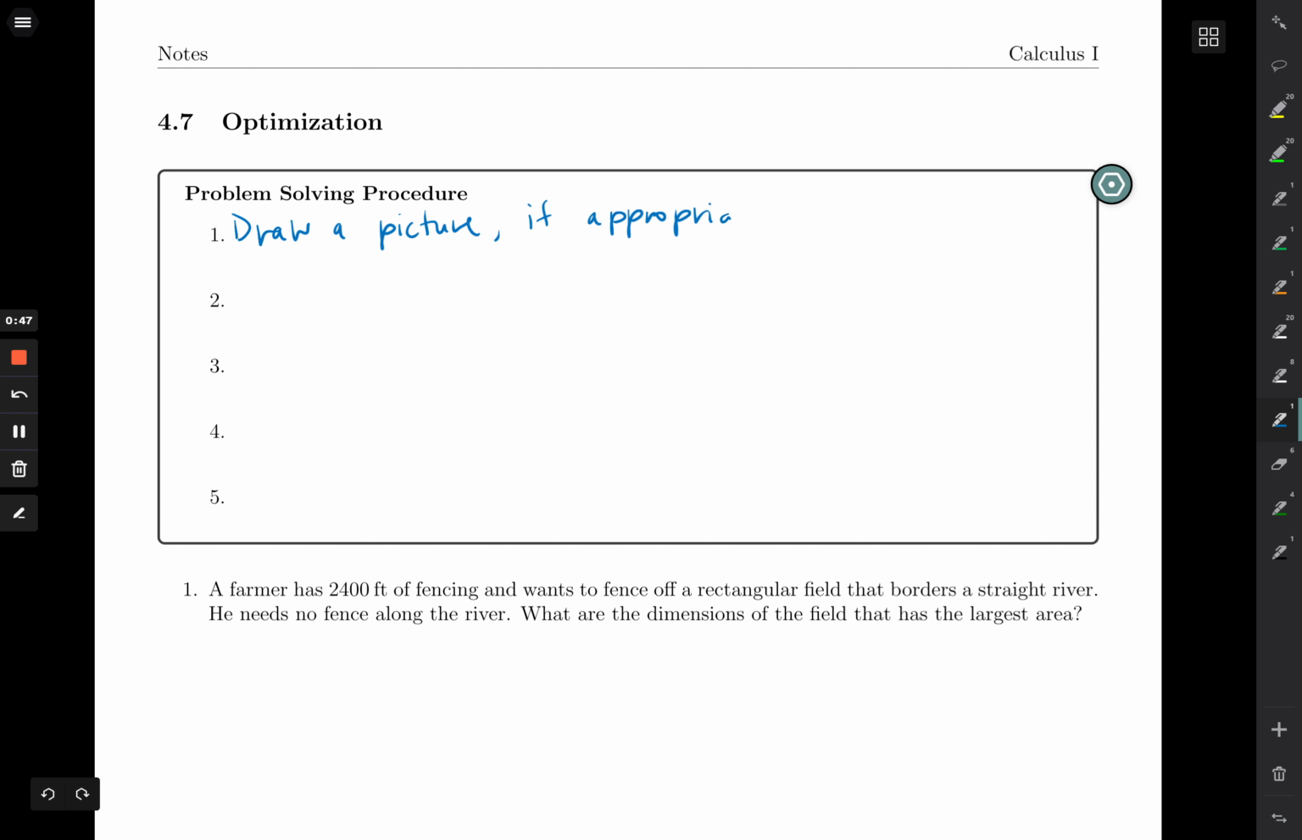And in most problems, it will be appropriate to draw a picture. And then you want to introduce notation for the quantity that you're going to be asked to maximize or minimize. So each of these problems is going to ask you either to maximize or minimize some quantity, so you want to label that with a variable.